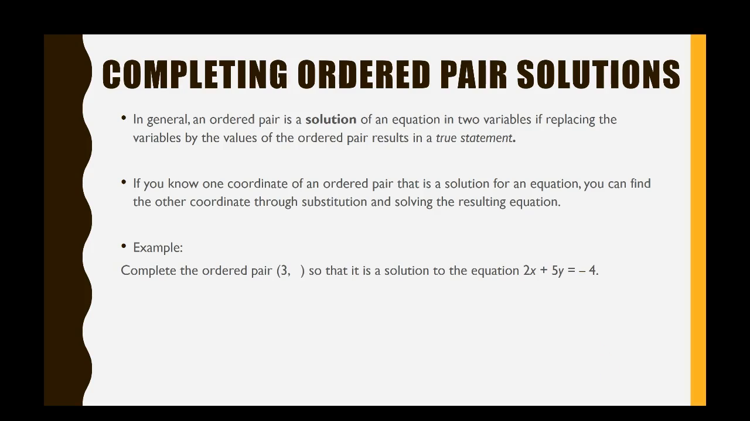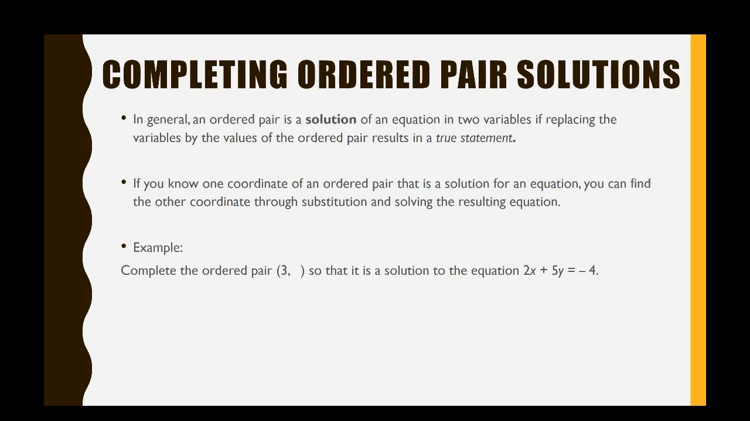Okay, so how can I find these ordered pair solutions? In general, an ordered pair is a solution of an equation in two variables if replacing the variables by the values of the ordered pair results in a true statement. It's similar to substitution with just a single variable, except now we have two variables. So if you know one coordinate of an ordered pair that is a solution for an equation, you can find the other by substituting and solving the resulting equation.